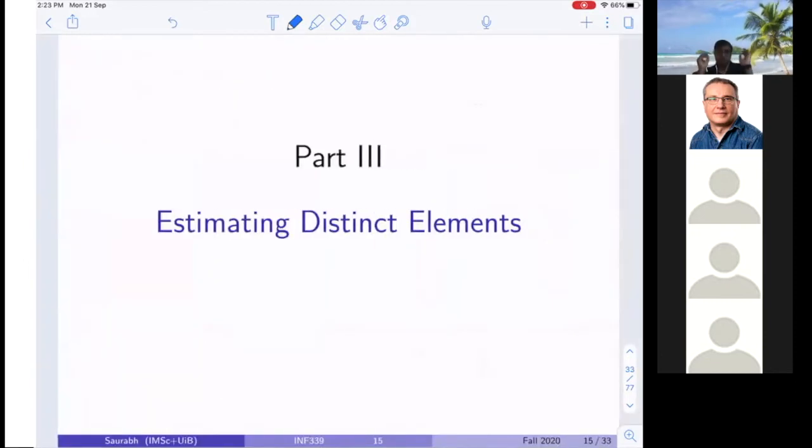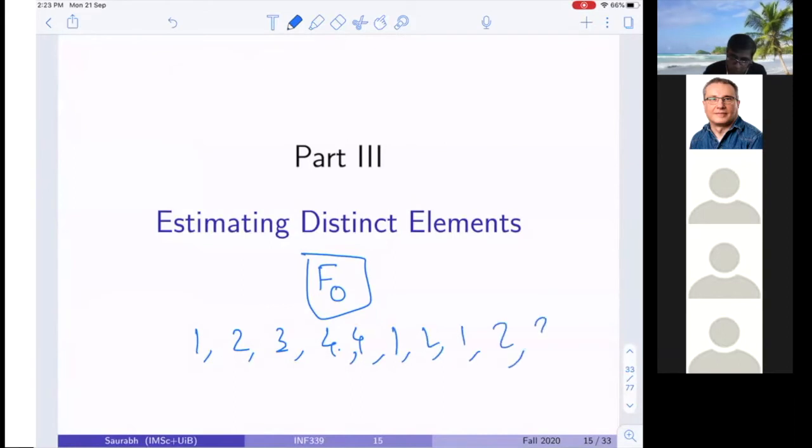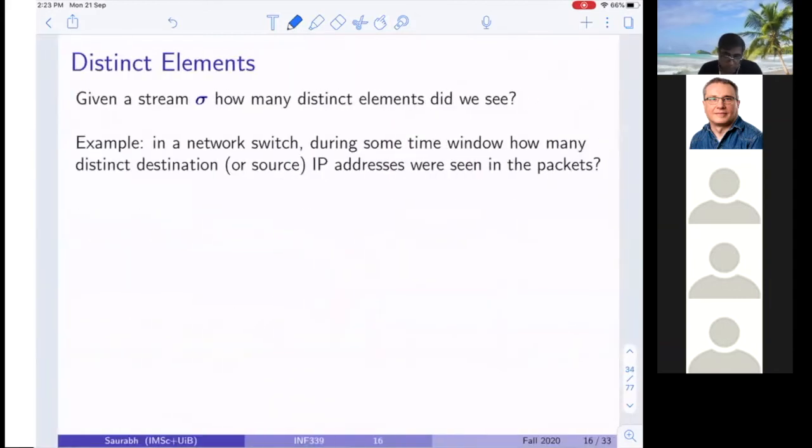So what I want to do is estimate distinct elements. Now we want to compute F0. Do you remember that? We have a stream, E1, E2, and so on. For example, 1, 2, 2, 3, 4, 4, 1, 2, 1, 2, 3, 4, and so on. We want to know how many distinct elements there are. One is repeated several times, so basically there are 4 distinct elements. This is what we would like to output.